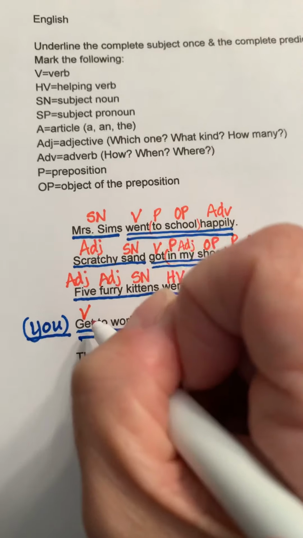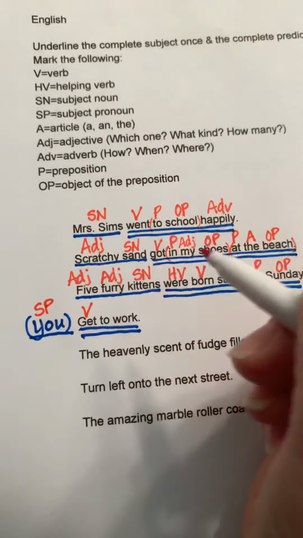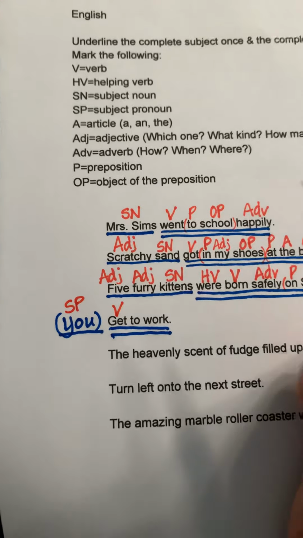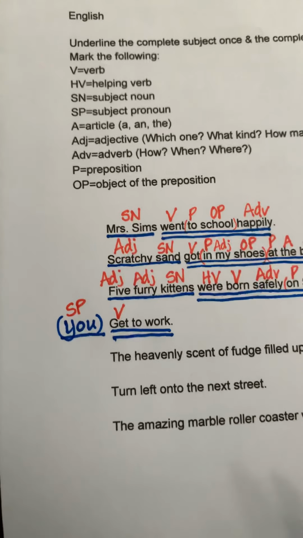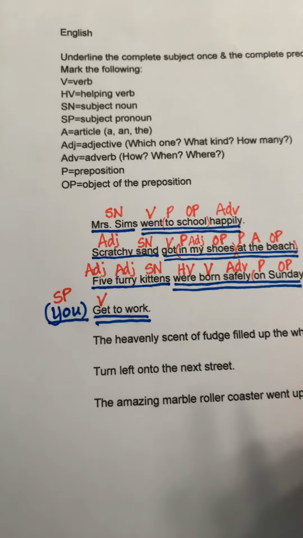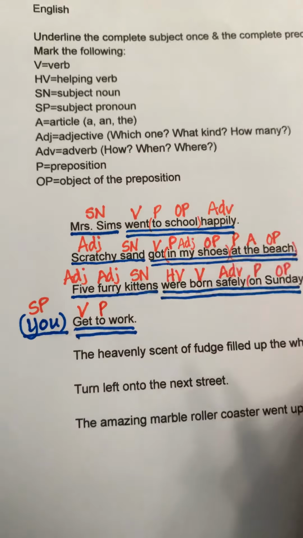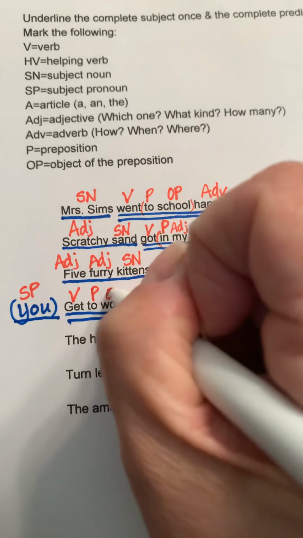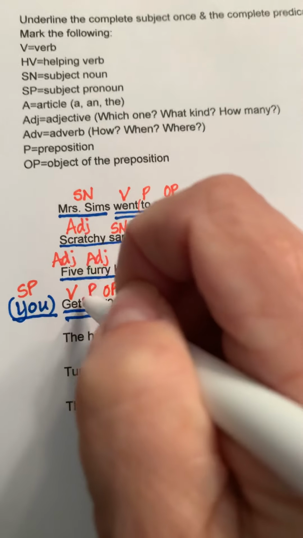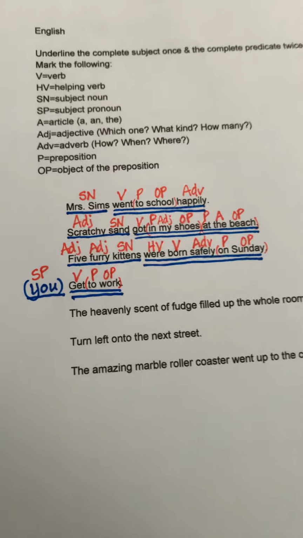And who is supposed to get? You, subject. And this time it's a subject pronoun instead of a noun, because you is a pronoun, takes the place of a noun. And then we see one of these little birds. To is a preposition. To what? Object of the preposition. So to work is our prepositional phrase.